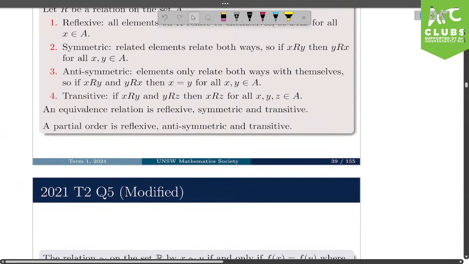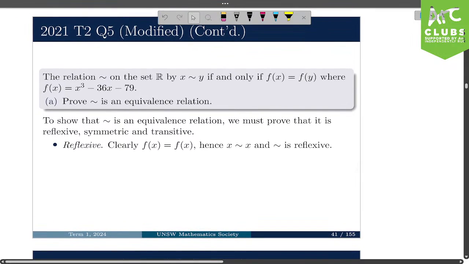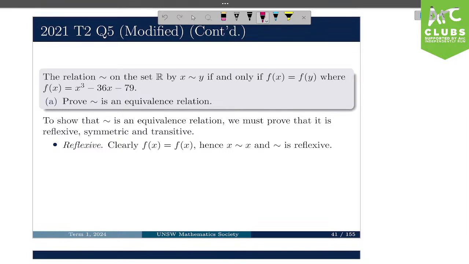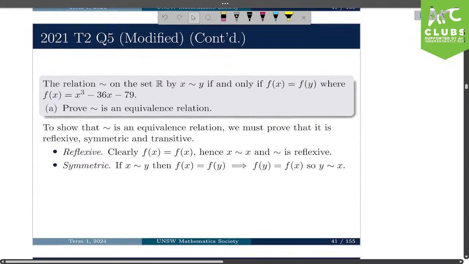So if we look here, we just have to prove it's reflexive, symmetric, and transitive. So let's go down and let's prove it. Clearly, we note that it's reflexive because f of x equals f of x for any x, because it's the same function. So hence x relates to x for all x, and our relation is reflexive.